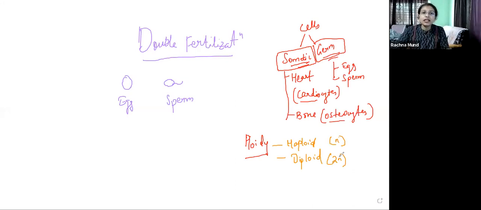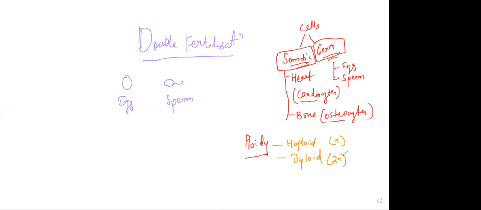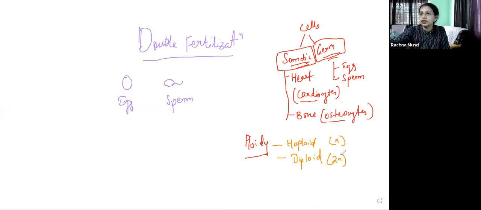N represents the number of sets of chromosomes present in an organism. Now, what do you mean by that? Anyone, please respond. Devasmita. Devasmita, you were responding last class. No?